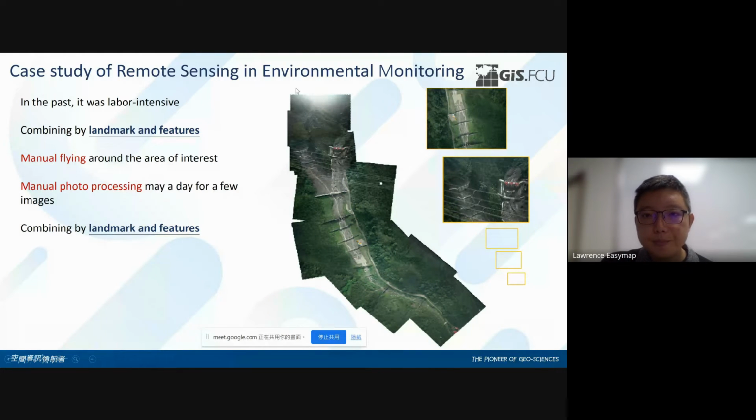You can see that the pictures combined together in a very irregular manner, and it also took a long time to combine all the pictures manually by matching the features. This is very labor intensive, and it always takes a long time, let's say in terms of days, to generate a map.